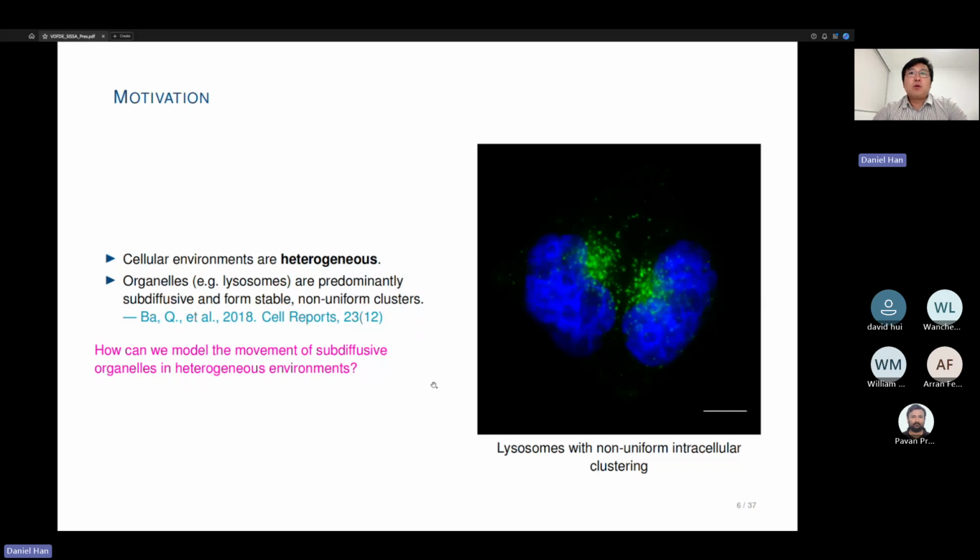Now, the even more interesting note is that we know that these organelles aren't really performing any active motion per se, and yet they still form these clustered distributions. So can we also explain why something moving predominantly subdiffusively should form these stable non-uniform clusters? Because if we're not pumping energy into the system, and if things are moving slower than diffusion, we should actually see them tend towards something uniform in the long time limit, right?